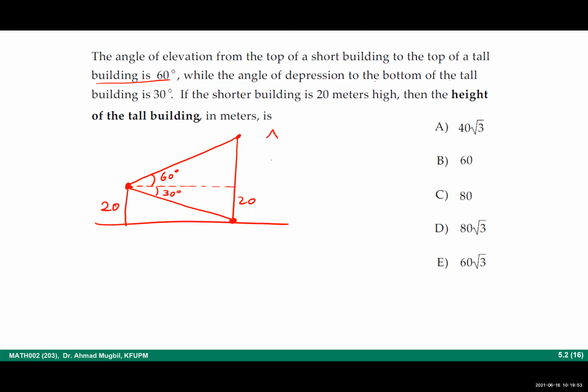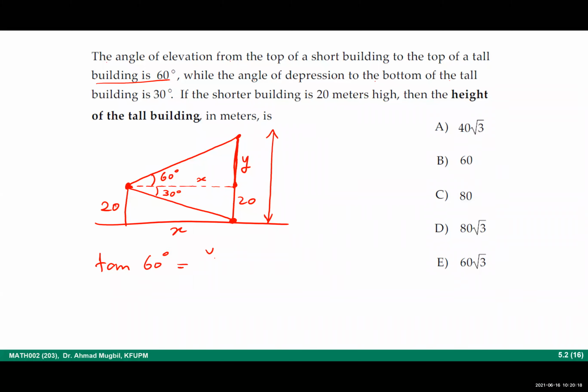If the shorter building is 20 meter high, then what is the height of the taller building? So the question is, what is the whole height here? So it is enough if you know how to find this. Let's call it y, the distance from here to here. So you can find the height of the building. Now the question is how to find y. Let's call this x, ya Shabab, because we need it. So to find y, you will use the tan. Tan of 60 equals y over x.